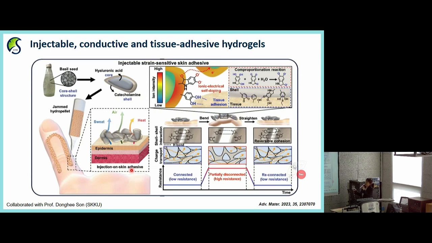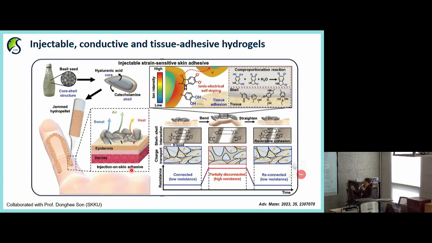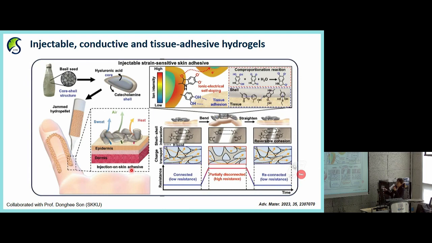These granules have a micro-size diameter and a core-shell structure inspired by the basil seed. That seed has a solid core and a soft shell. I'm not sure why they have the core-shell structure, but the basil seed has it, so we are mimicking the basil seed. We use a hyaluronic acid core as the granule molecules, and we made the shell from polycatechol-amine, a catechol-based material for tissue adhesiveness.